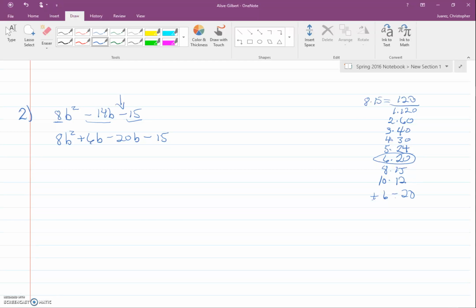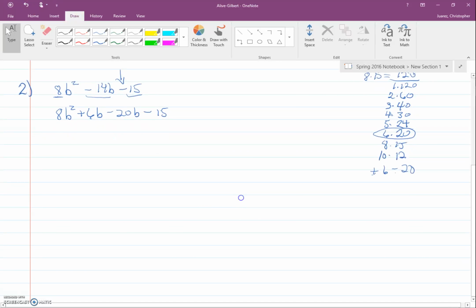I could do that. But whenever I'm looking at these, trying to figure out what might be the best, I saw that the 20 probably went really well with the 15. So that left the 6 with the 8. But it doesn't really matter. Try it either way. If you try it the other way and it doesn't work, then just flip them. Remember, we learned that when we were learning about factoring by grouping.